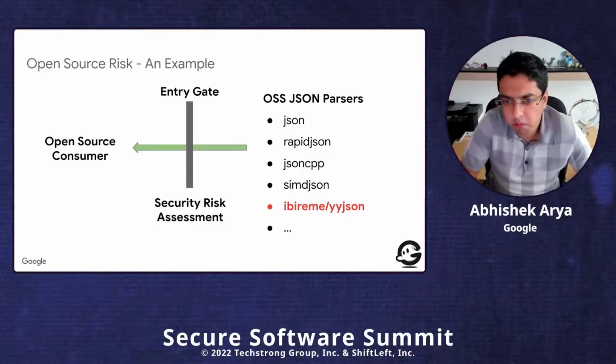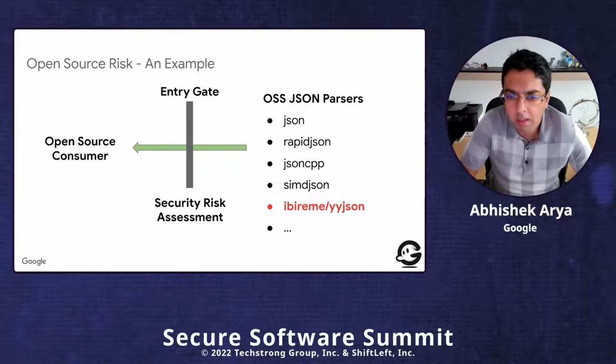So what are we proposing? We are proposing that you need to set up an entry gate security risk assessment as part of your open source software ingestion pipeline. It's extremely important to have this process in place, so you can understand the high risk when consuming certain pieces of software and try avoiding it.